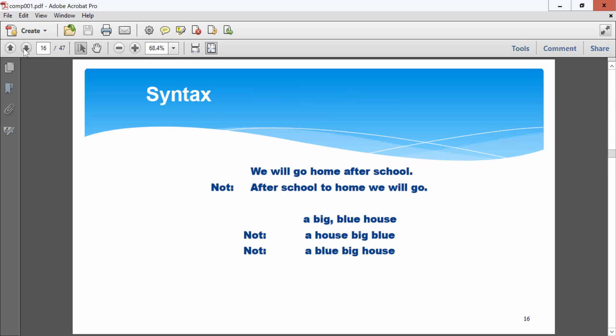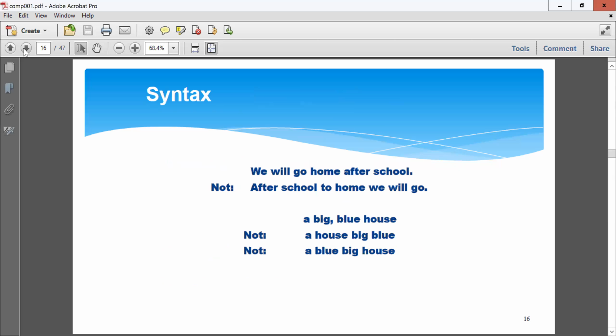So syntax is the order we put words in. We say we will go home after school, or after school we will go home. But we don't say after school to home we will go. But in other languages, that might be the correct word order. So if students are experiencing that, it's simply a matter of teaching them what the correct word order in English is.